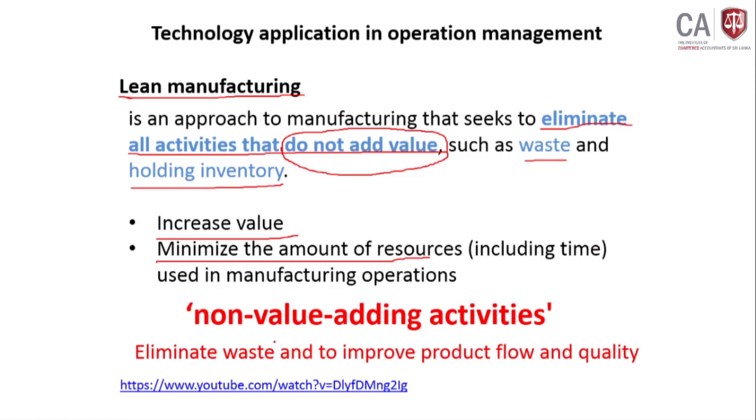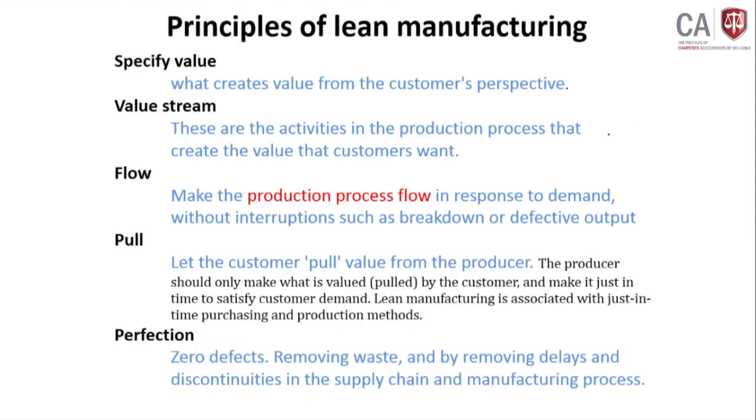And non-value adding activities. Eliminate waste and improve product flow and quality. So eliminate waste is a very good keyword that you have to remember. Okay, you got a very good idea about what is lean manufacturing. Principles of lean manufacturing. What are the principles?